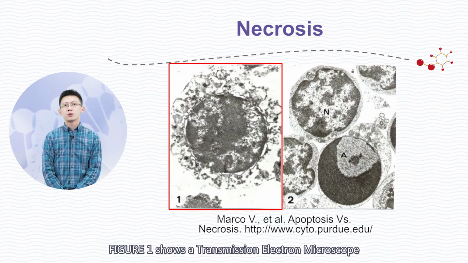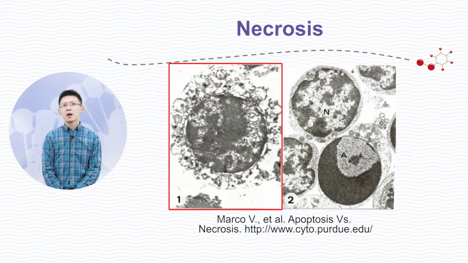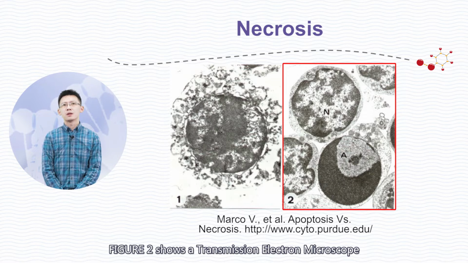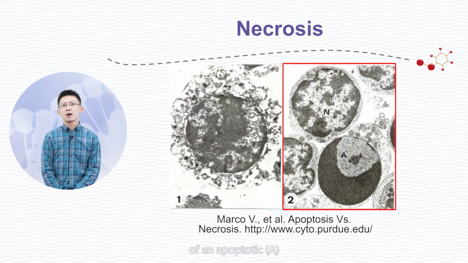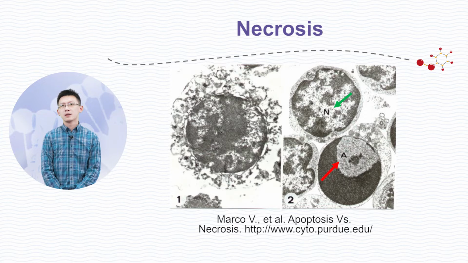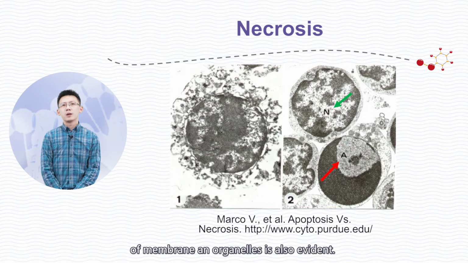Here, Figure 1 shows a transmission electron microscope image of a necrotic cell. The disruption of the plasma membrane and organelles is observable. Figure 2 shows a transmission electron microscopy image of an apoptotic cell and a normal cell. The characteristic chromatin rearrangement appears in A, strongly different from its normal organization in N. Compared to the cell in Figure 1, the good preservation of the membrane and organelles is also evident.